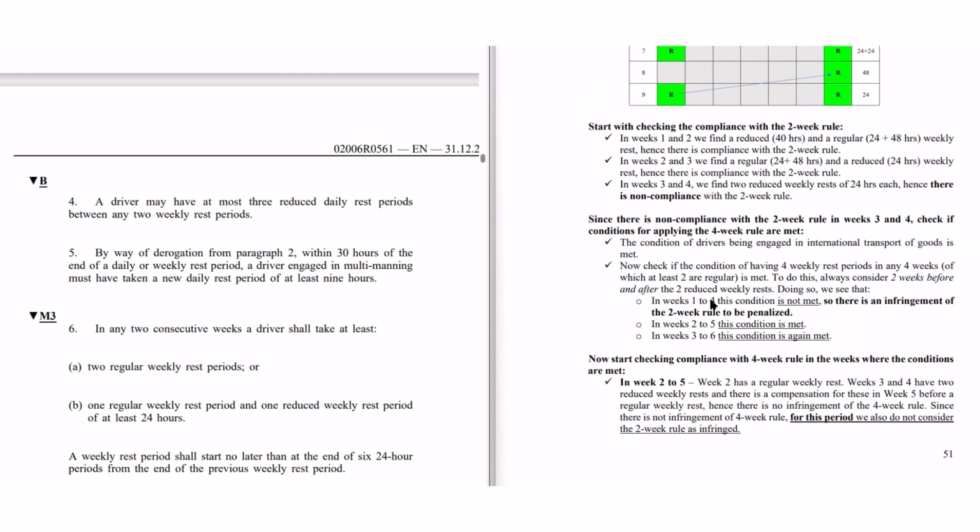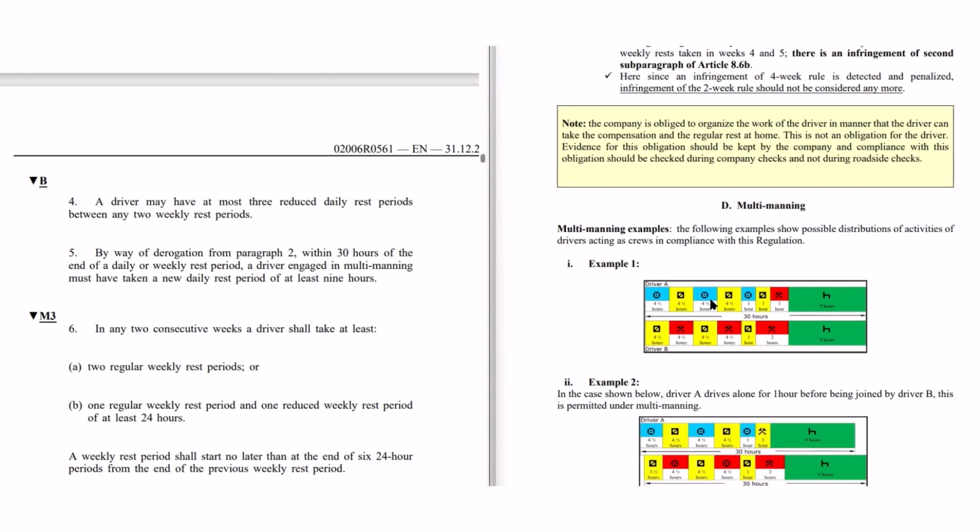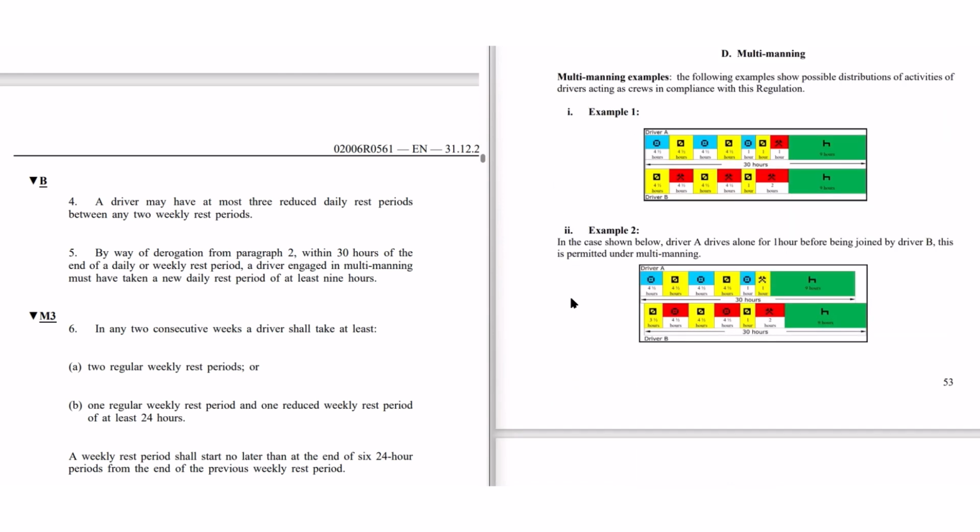Contrary to paragraph 2, a driver operating as part of a multi-driver crew must take another daily rest period of at least 9 hours within 30 hours from the end of the previous daily or weekly rest. In multi-driver operations, i.e., with 2 drivers, these periods are 30 hours instead of 24. There is no distinction between reduced and regular daily rest in this context. The only requirement is that within the 30-hour period, at least 9 hours of rest must be taken.